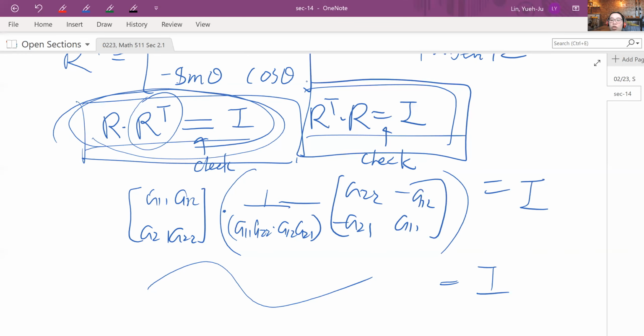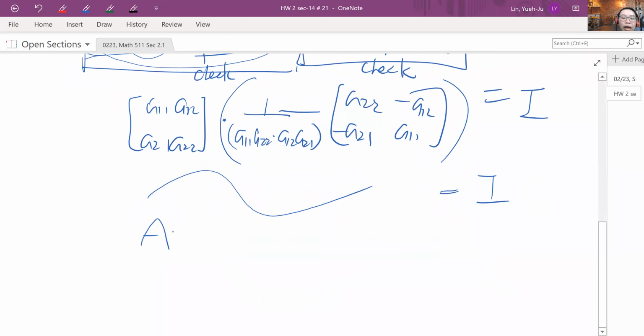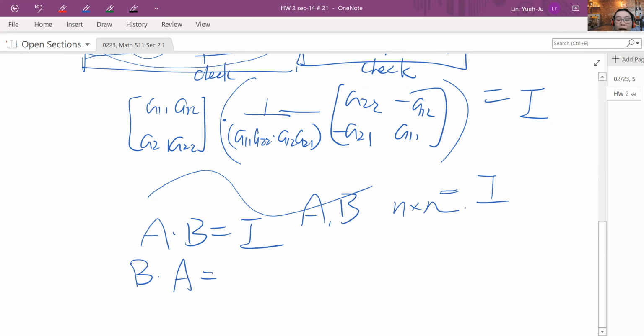That's actually a good question. Someone just asked me whether it is possible to have A times B equals identity, but B times A is not, if both A and B are square matrices. Actually, it's more advanced. We didn't prove it, so I don't want to use it.